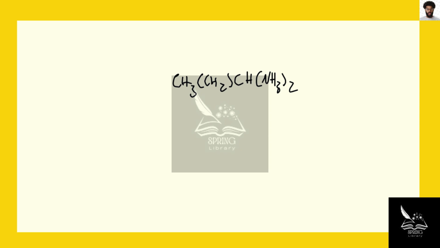Right, so you're going to end up with my CH3 on the end, CH2, CH, and that final CH is going to have two NH3s sticking off of the end. Like so. Now, there is a problem with the formula as written, right?